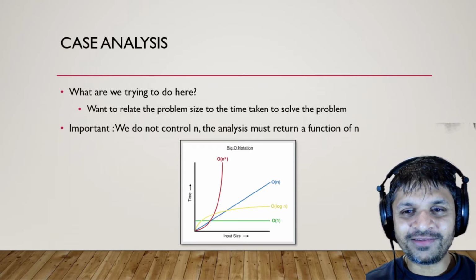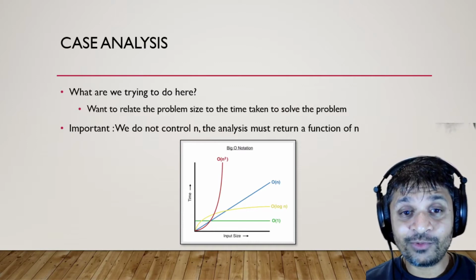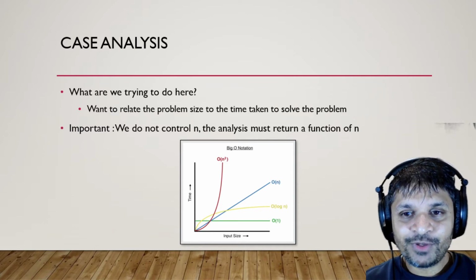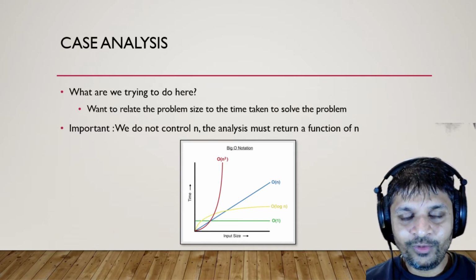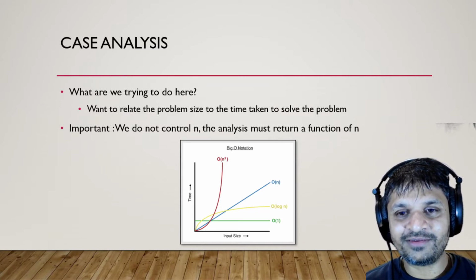Okay, so before we get to that, let's talk about what we're trying to do here. What is algorithm analysis about? Well, the main thing is we're trying to relate the problem size to the time taken to solve the problem. Basically, when you're running an algorithm, you're always running it on some data. What we're trying to figure out is, as there's more and more data, how does the time taken to run the algorithm grow?